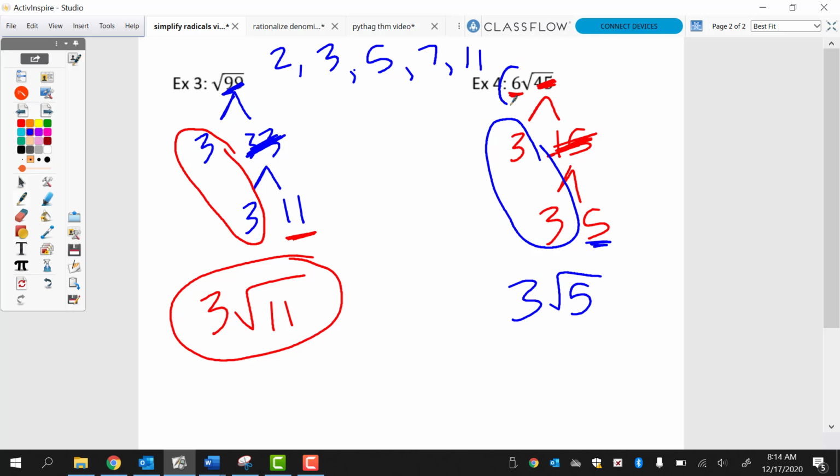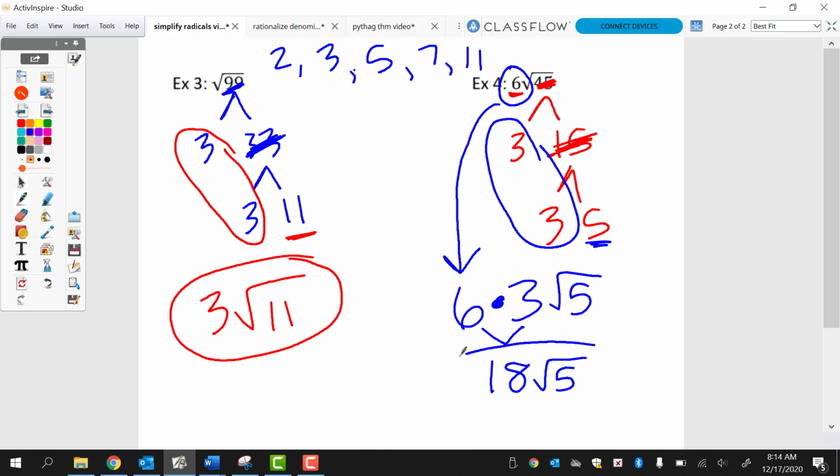But I have this 6 on the outside to start, so that's still part of my answer. I'm going to stick it in front. And we know when we have multiple numbers, we're supposed to multiply them. So 6 times 3 is going to turn into 18 square root of 5.